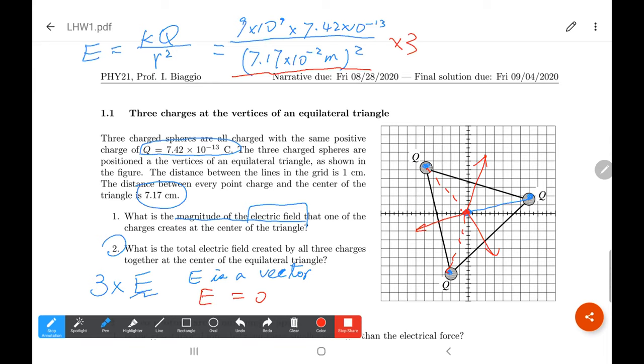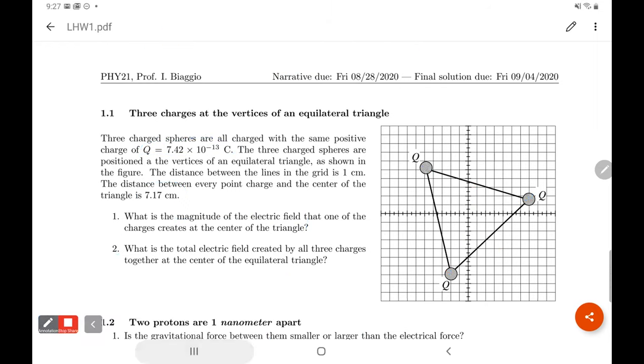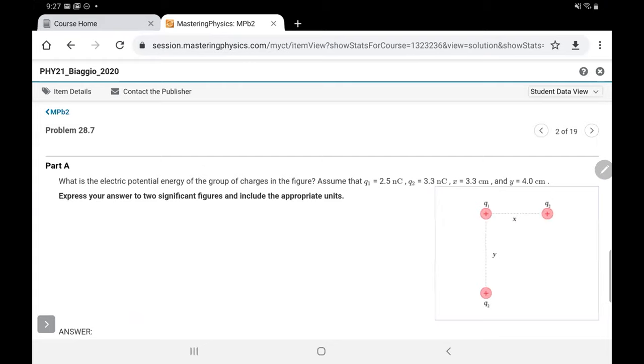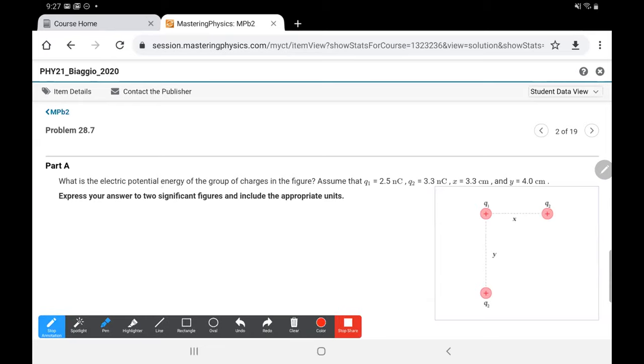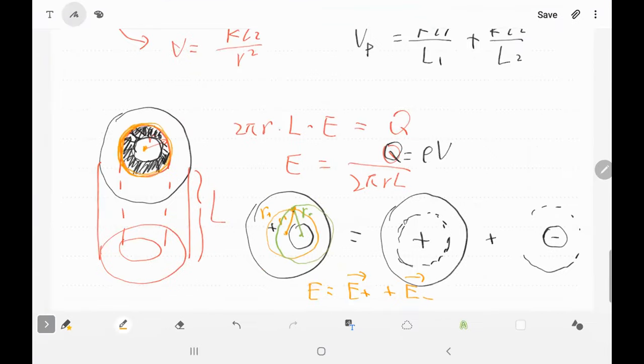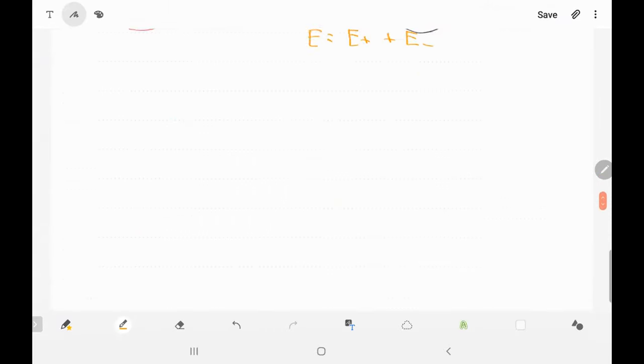If no other question, I'm going to move to Mastering Physics. Okay, so electric potential energy. This is a new idea, I think. In physics one, we know gravitational potential energy. Let me open my notes. Okay, so let me start with gravitational.